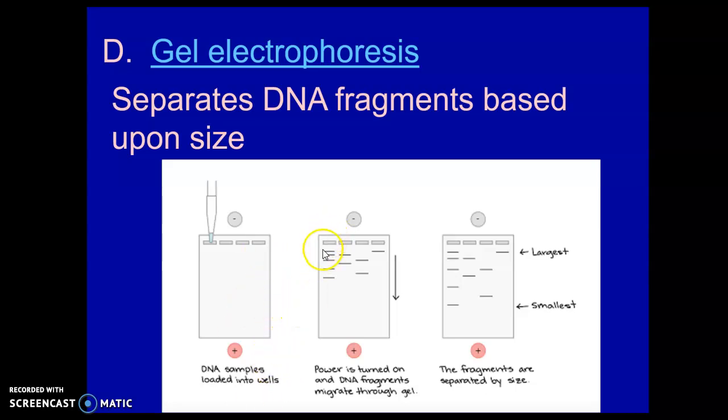Now, the larger pieces are not going to move as far because this is kind of like a stiff jello that the DNA physically has to move through to the other side. The smaller pieces will go farther. And then you end up seeing this pattern that you've probably seen somewhere on a television show, or maybe even seen a picture of it at some point. You've seen one of these before.